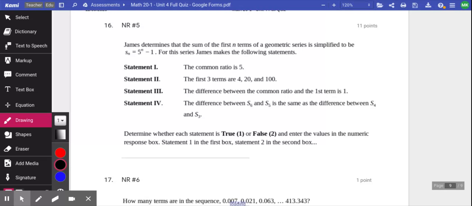The difference between S of 6 and S of 5 is the same as the difference between S of 4 and S of 3. Determine which statements are true. Put a 1 for true, 2 for false. Okay.